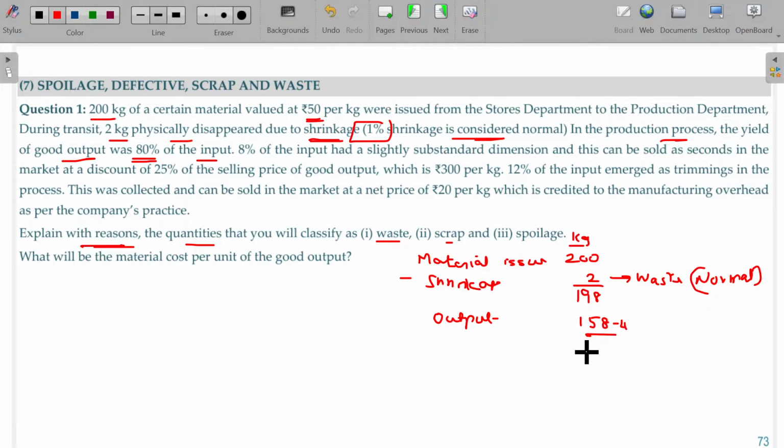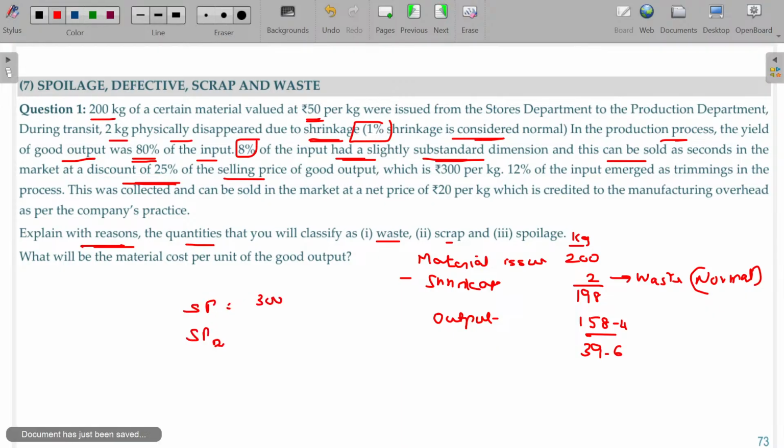158.4. What about the remaining value? 39.6. Okay. And 8% of the input had slightly substandard dimension, and this can be sold as seconds in the market at a discount of 25% off the normal selling price. Normal selling price being 300, selling price of the defective item being 25% less, 225. Am I right? This is what about the sale price.